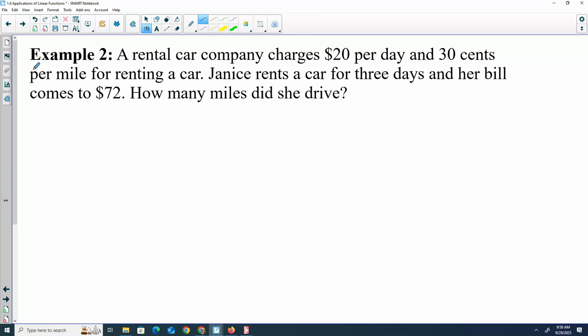A rental car company charges $20 per day and 30 cents per mile for renting a car. Janice rents a car for 3 days and her bill comes to $72. How many miles did she drive? Am I going to write or draw a picture for this one? Probably not. What am I trying to find? Okay, so that's going to be my variable. Since I can't label it in a picture, I'm just going to say in words: X is the number of miles.